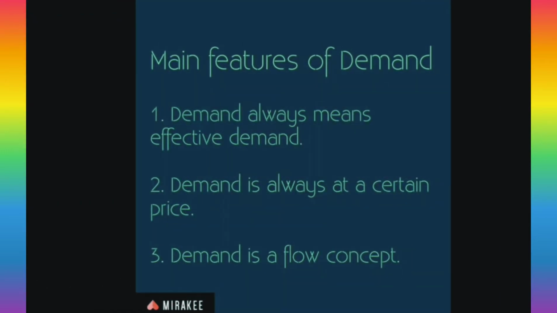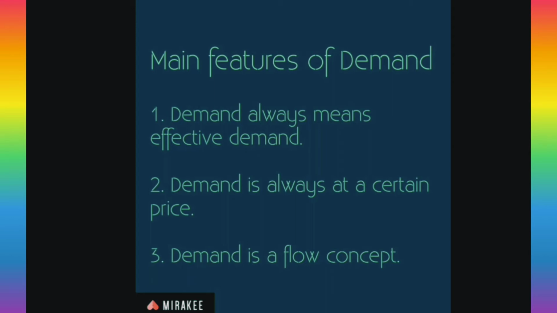Let's see what are the features of demand. First is demand always means effective demand. Desire for a commodity will become demand only when it is backed by purchasing power and willingness to spend. Next, demand is always at a certain price. Demand makes no sense unless it is stated in terms of price.